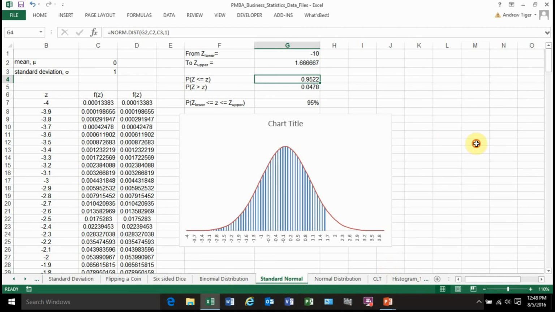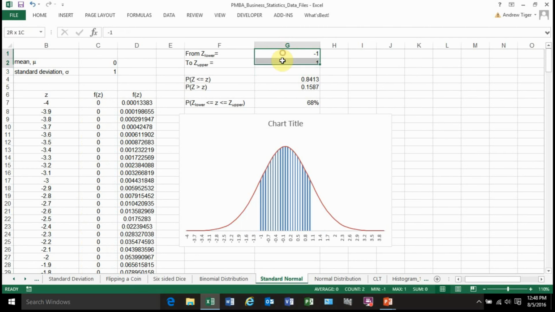I've got my standard normal, and I've modified this. Here's my standard normal, mean, standard deviation, and let's say I want it to be plus or minus 1. So minus 1 to 1. The area to the left of 1 is 84%, but the area to the left of minus 1 is 16%. The area between the lower and the upper, between these two numbers, is 68%, and that's what it looks like. Plus or minus 1 standard deviation from the mean, the probability of getting between plus or minus 1 sigma from the mean is 68%. What about between 2?